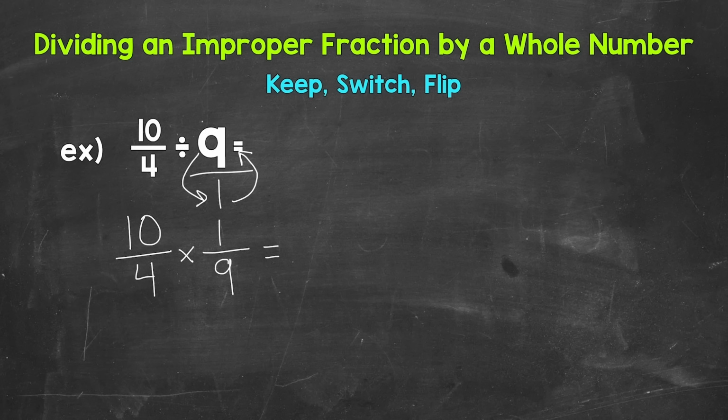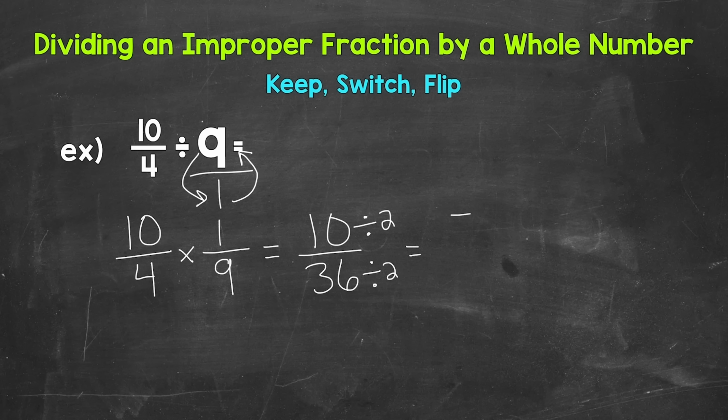We will start with the numerators. 10 times 1 is 10. Now for the denominators, 4 times 9 is 36. So we get 10/36, or 10 over 36, which is our final answer, but we can simplify. We have a common factor other than 1 between 10 and 36. There's a greatest common factor of 2. So let's divide 10 by 2 and 36 by 2 in order to simplify.